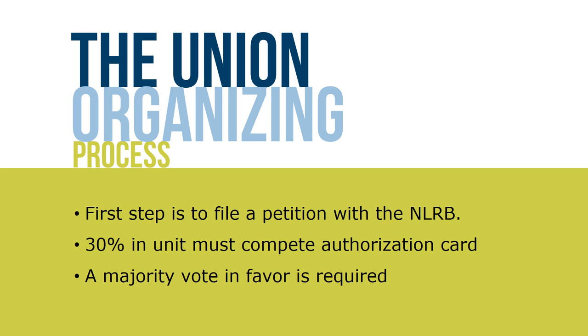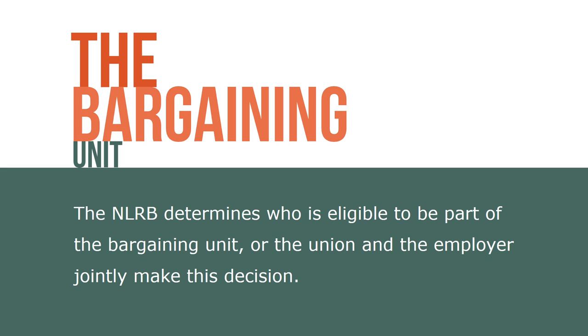The regional office of the NLRB holds a secret ballot election, usually at the workplace. A majority vote in favor of the union is all that's required. The NLRB then certifies that the union represents the employee for collective bargaining purposes and requires the employer to bargain with the union.